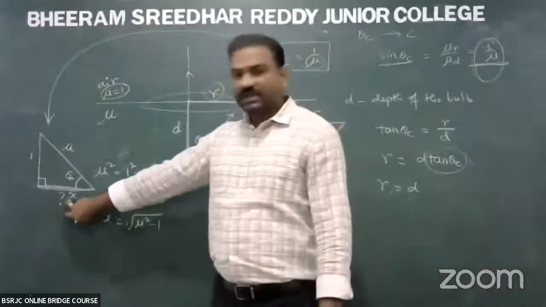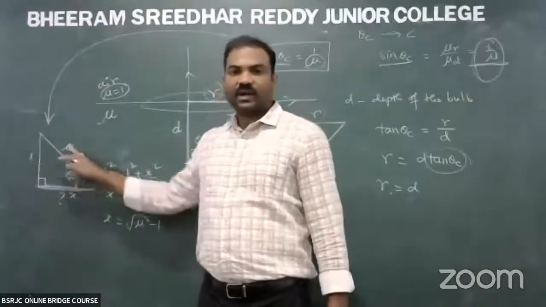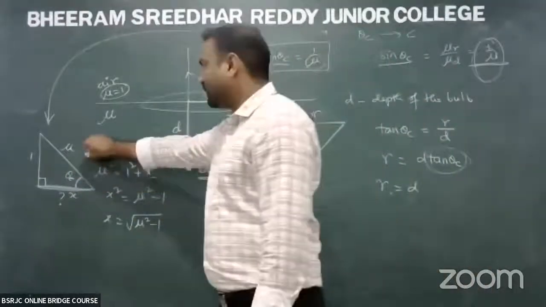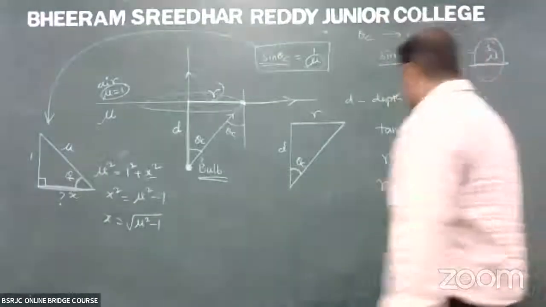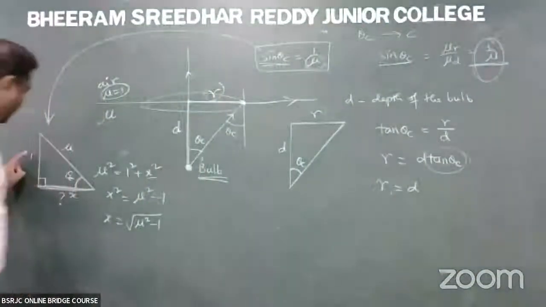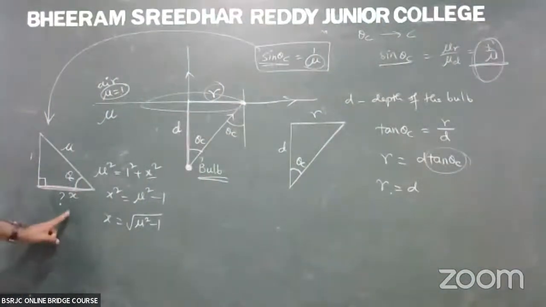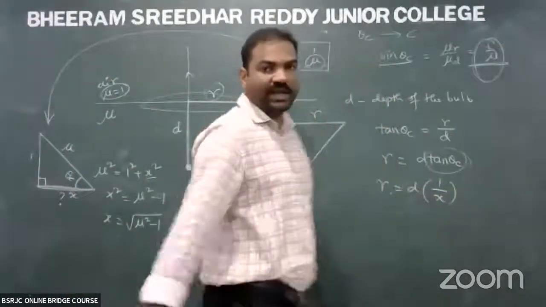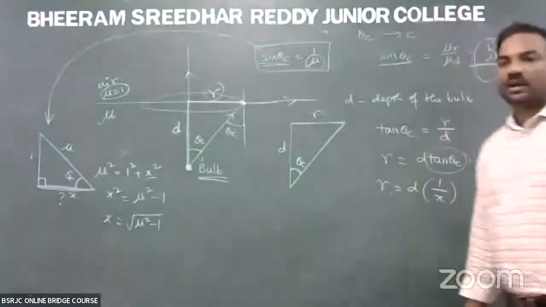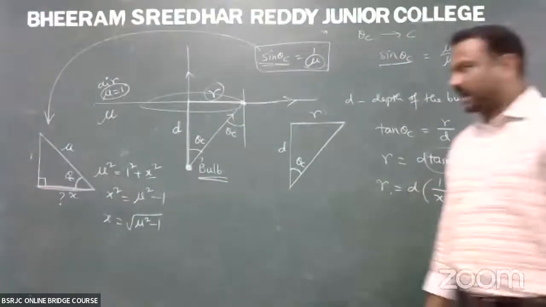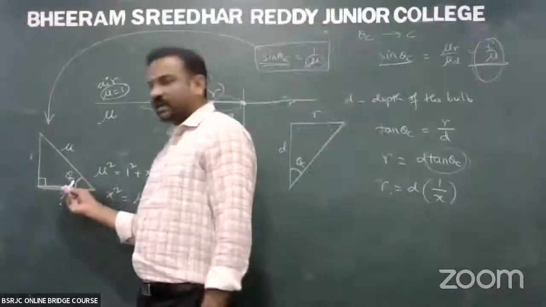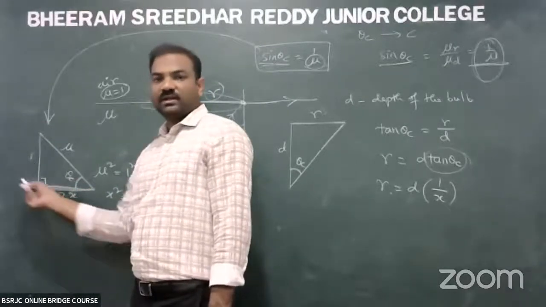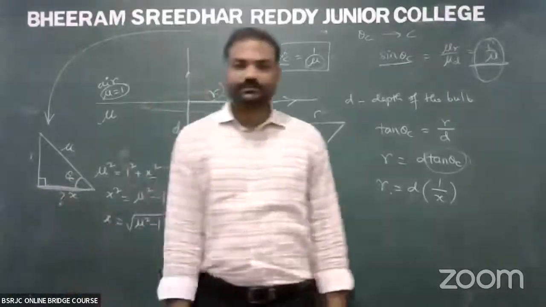That means we know one side, the other side is given as 1, and the hypotenuse we also know. Then what is the tan theta c value? From this triangle, tan theta c is equal to opposite side by adjacent side. Opposite side is 1, adjacent side is x. See once, this is theta c. Then it is 1 by x.